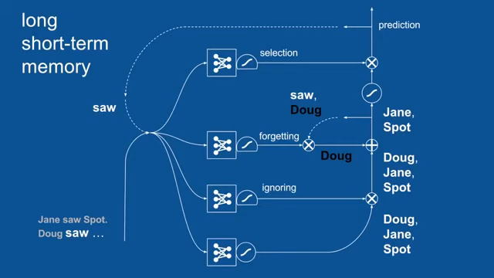Those get passed forward. Our selection gate knows that the word saw just occurred, and based on experience, a name will happen next. And so it passes through these predictions for names. And for the next time step then, we get predictions of only Jane and Spot, not Doug. This avoids the Doug saw Doug period type of error and the other errors that we saw.